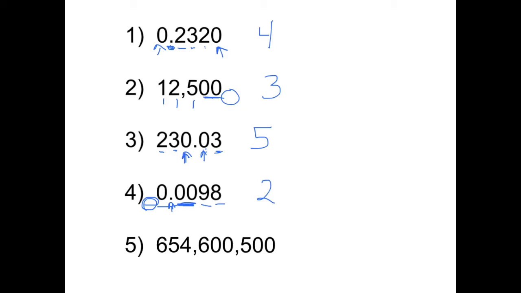And in the last example, we have 1, 2, 3, 4, 5 non-zero digits. We do have 2 zeros that come between non-zero digits. So these 2 zeros here are significant. In addition, we have 2 terminal zeros. Because there is no decimal point here, these 2 zeros are not significant. So in this number we have 1, 2, 3, 4, 5, 6, 7 significant digits.